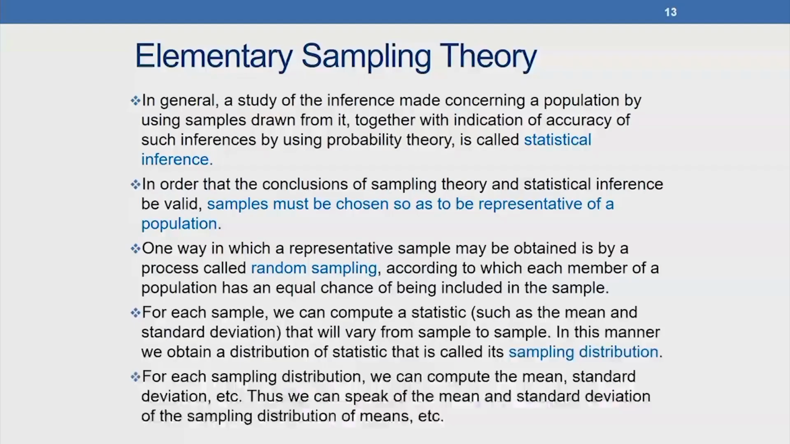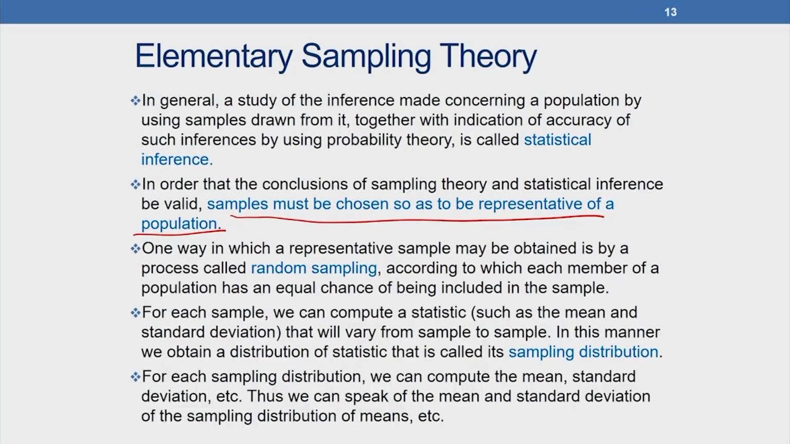We say that we are making use of statistical inference. And in order that the conclusions of sampling theory and statistical inference be valid, samples must be chosen so as to be representative of a population, and this is an issue generally faced in different kinds of methods of inquiry by development researchers. Often in this field we make a distinction between probability sampling and non-probability sampling, and it is only probability sampling that makes use of methods wherein we draw a sample and can conclusively say that these estimates are representative of the entire population.